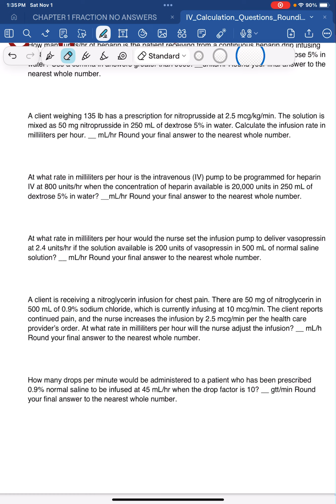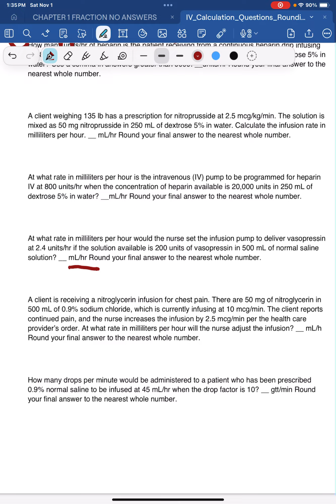Next, what did I say? Same concept, you see that? We are looking for milliliter per hour. Read. Do you see any time? No. Oh, Mr. Z, I see a time. Where? Oh, unit per hour. That's not the time I'm talking about.